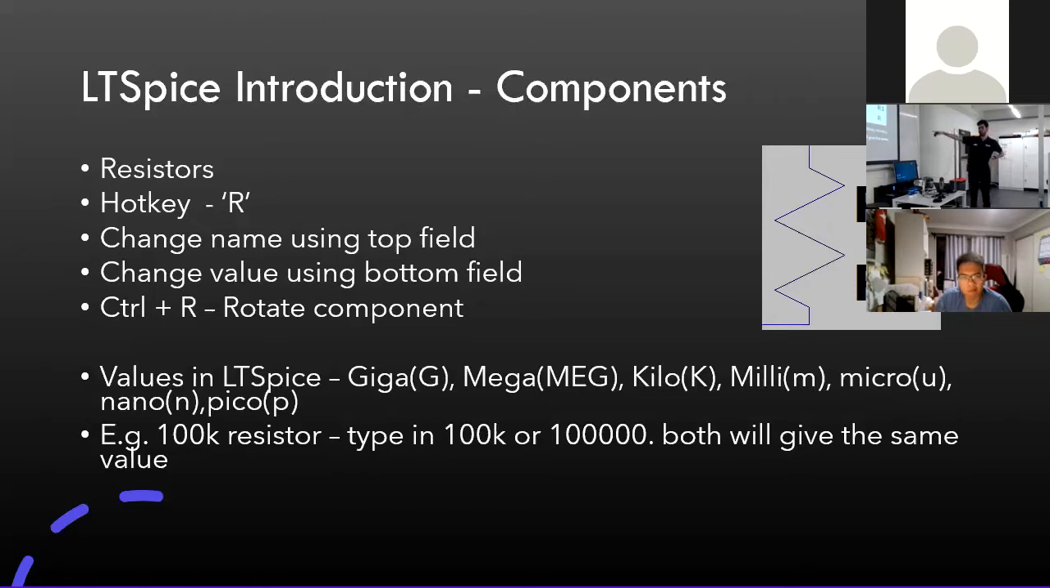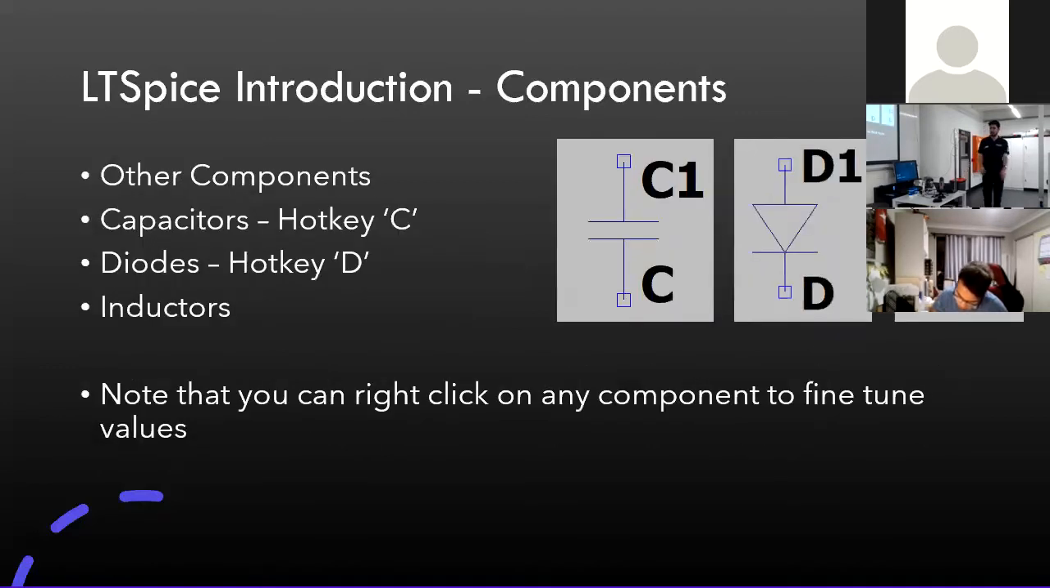One thing in LTspice is that you do have prefixes. Instead of having to type out a billion zeros for everything, just use prefixes, it'll save you time. 100K and 100,000 are both the same value if you type them in LTspice. In fact, LTspice will actually abbreviate 100,000 for you. Okay, that all clear? Any questions? Yeah. Cool.